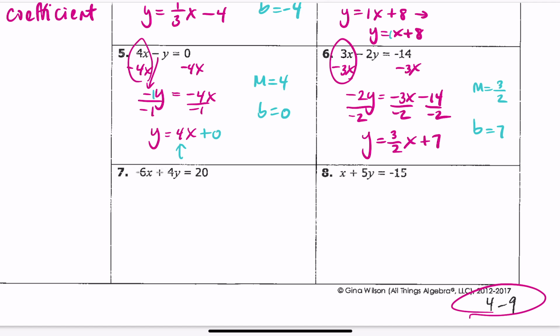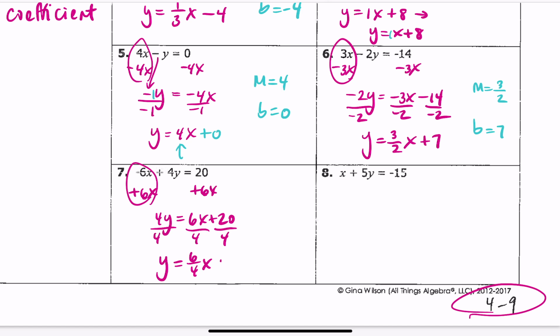So this is minus 6x, so I'm going to add 6x to both sides. Then I get 4y equals 6x plus 20. Second step, divide everything by the coefficient of the y term. I get y is 6 over 4x plus 20 divided by 4 is 5. But wait, 6 over 4, they're both even. I can divide the top and bottom by 2, and I get 3 over 2. So this is actually y equals 3 over 2x plus 5. So my m is 3 over 2. My b is 5.